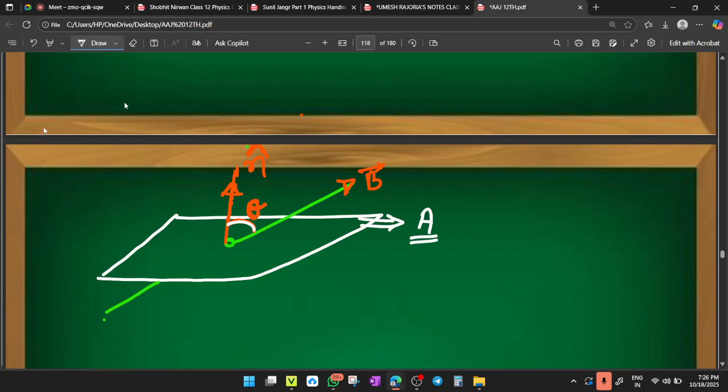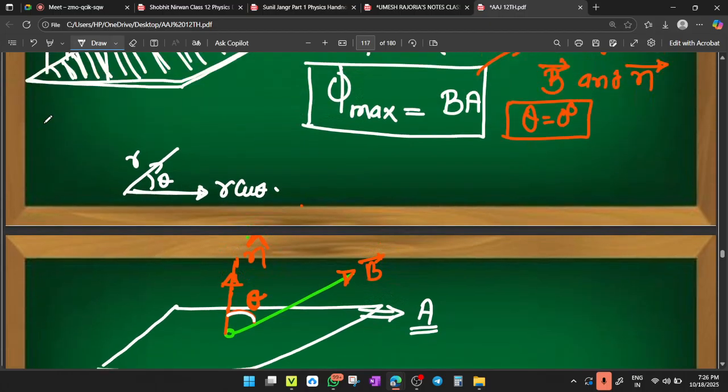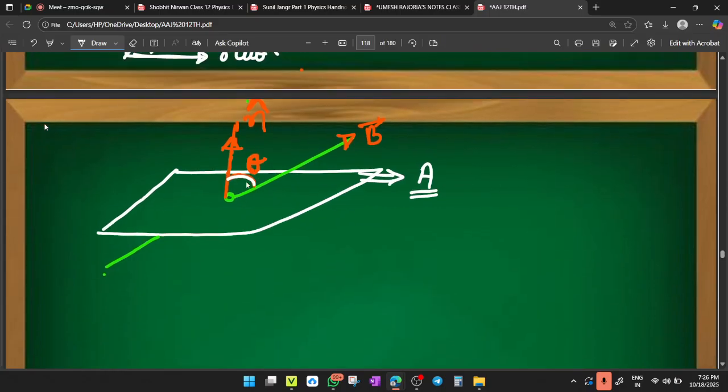Now you can resolve B into rectangular components. In physics, if there is a vector or a component R, with magnitude R, then along the direction of theta, the component equals R cos theta. Clear? And the perpendicular component equals R sin theta. Right? So here, the component of the magnetic field along the normal will be B cos theta. And parallel to the sheet, the component is B sin theta. Right or wrong? B sin theta.